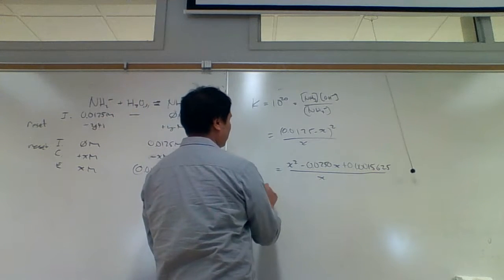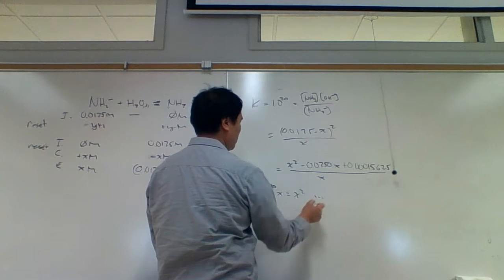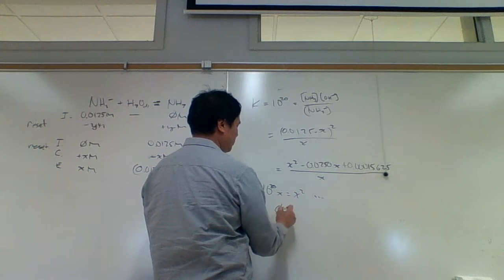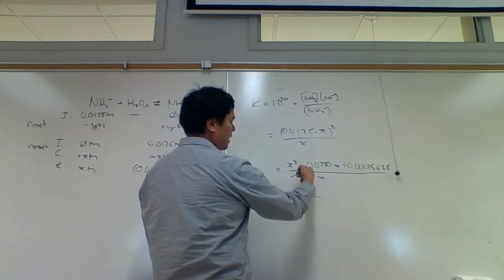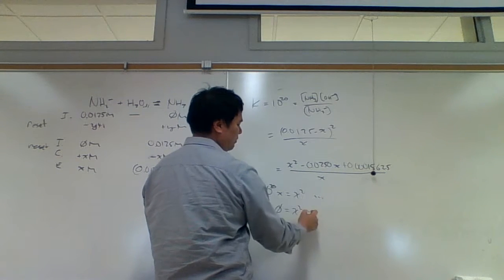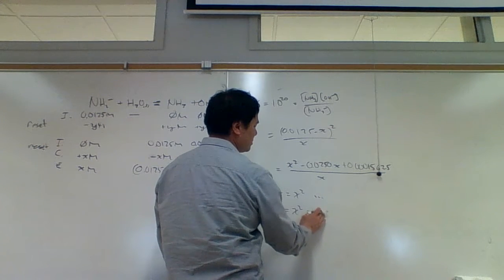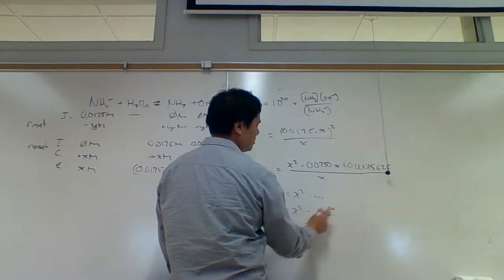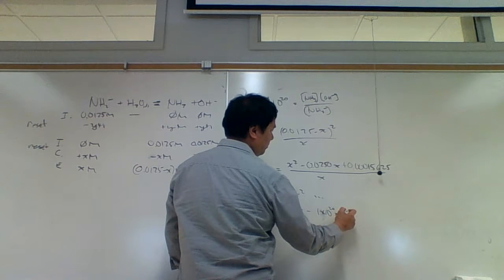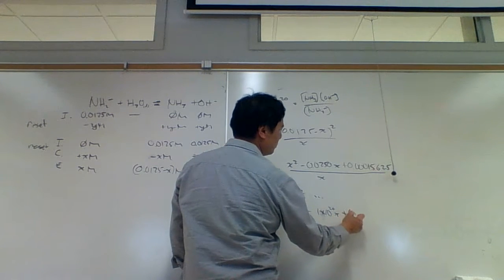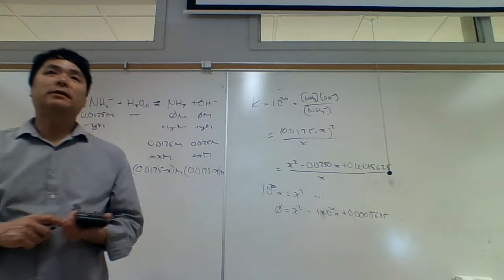Then I'm going to get 10 to the 20th X is equal to X squared and so on. That means 0 is equal to X squared. I'm going to subtract 10 to the 20th X from both sides. And 10 to the 20th minus 0.025 is pretty much going to give me 10 to the 20th. So I'll just say 1 times 10 to the 20th, although that's overestimating the sig figs. This is 0 sig figs, I suppose. X plus 0.0001565. Okay, and then you solve the quadratic.